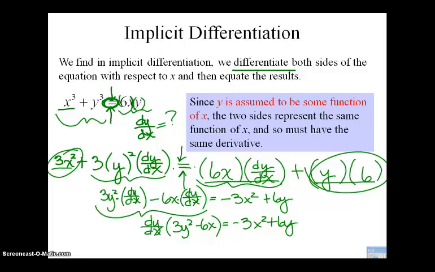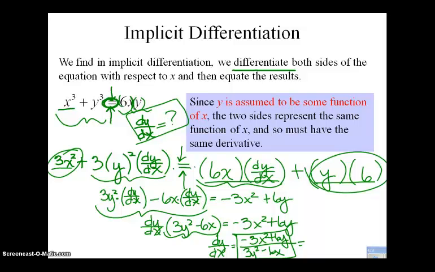I'm going to divide both sides by this term so I can isolate and get dy dx on its own because this is what I'm after. So I have negative 3x squared plus 6y over 3y squared minus 6x. Now that's done. All through, all said, all done, all finished. I don't have to simplify.